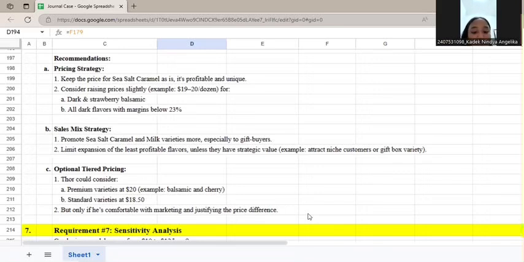And for the optimal trade pricing, the first is the store could consider premium varieties at 20, for example balsamic and cherry, and the B is standard varieties at 80.50, and the second, but only if he is comfortable with marketing and justifying the price difference. Okay, that's all for my material. Next, it will be explained by my friend. Thank you.